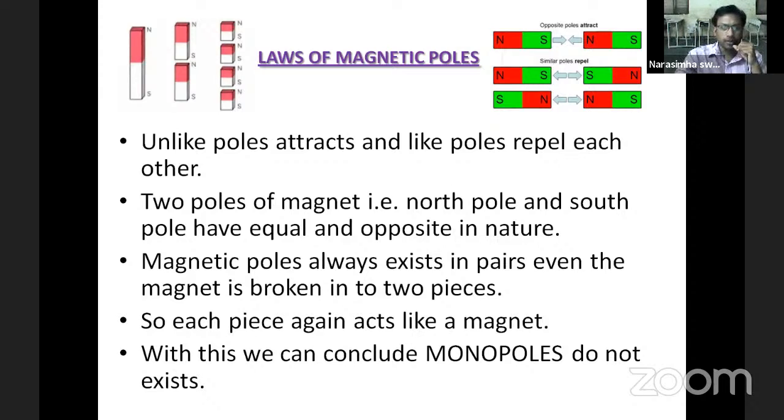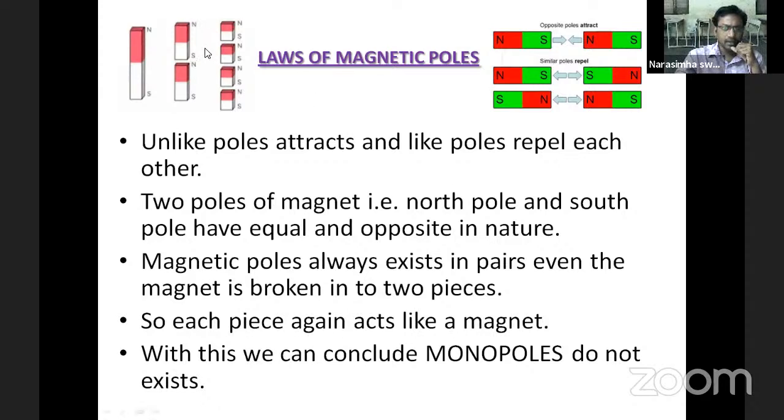Now moving to the third point: magnetic poles always exist in pairs, even if the magnet is broken into two pieces. Here you should remember, in the left side top corner, you can see there is a magnet and it is broken into two pieces. And again, each piece behaves as a magnet. Again, it forms north pole and south pole.